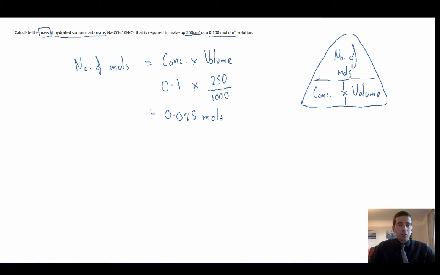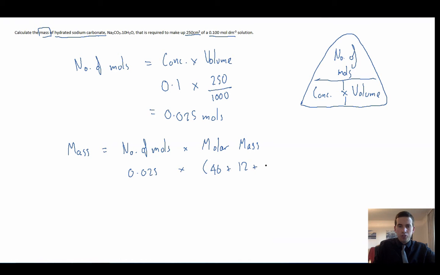What's the next step? Well, we're looking for mass. Okay, we have the number of moles. So think about previous triangles. We just need to multiply the number of moles which we've just found by the molar mass. So the molar mass, we have 2 sodiums, which is 46, 1 carbon, 3 oxygens, which comes out as 48. Now we have 10 waters. Molar mass of water is 18. So 10 times 18 is 180. So 286. Let's put in the units, grams per mole.